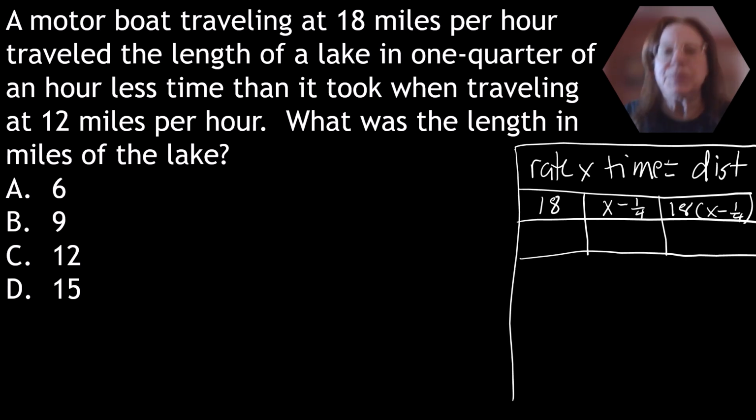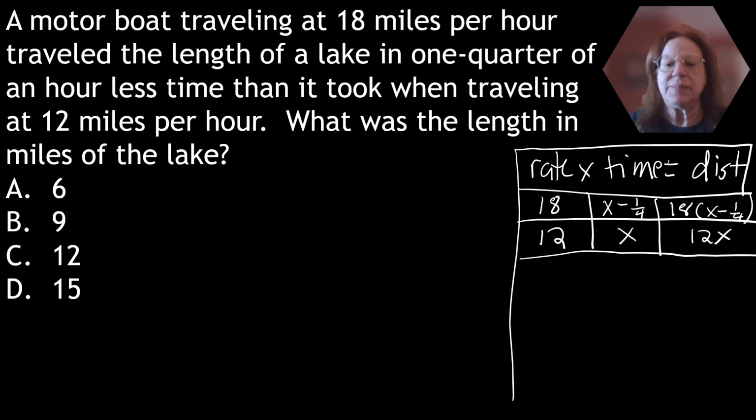All right, so let's put a table up there. We know that rate times time equals distance. So the rate is 18 miles per hour, and we're traveling at a time of 1/4 of an hour less than when traveling at 12 miles per hour. So I'm going to call that x minus 1/4. And the distance is just multiply those two things together. So 18 times the quantity x minus 1/4 is the distance.